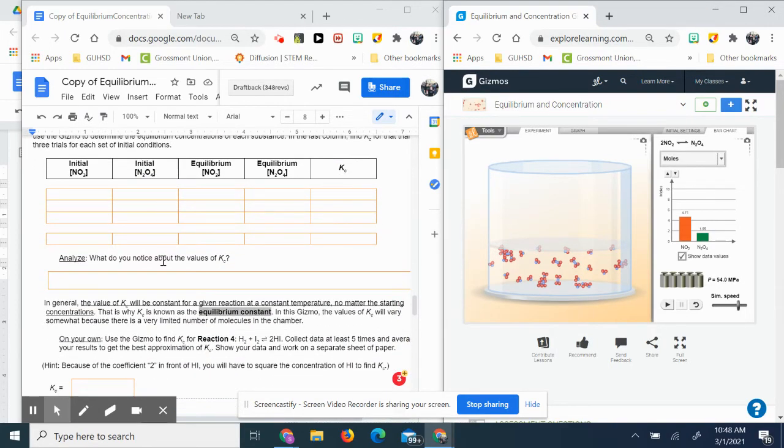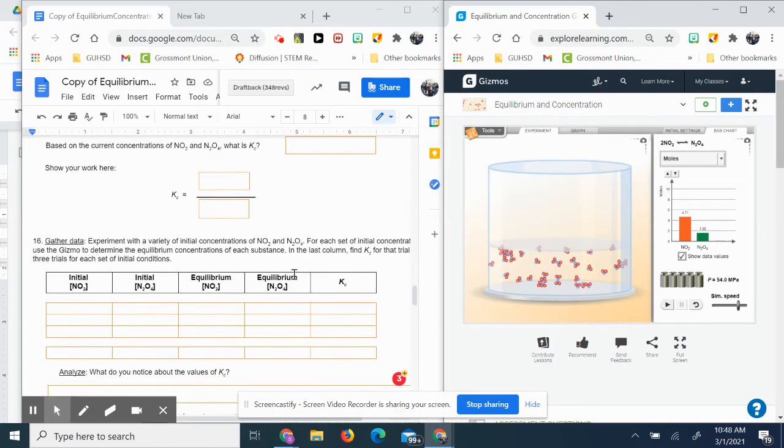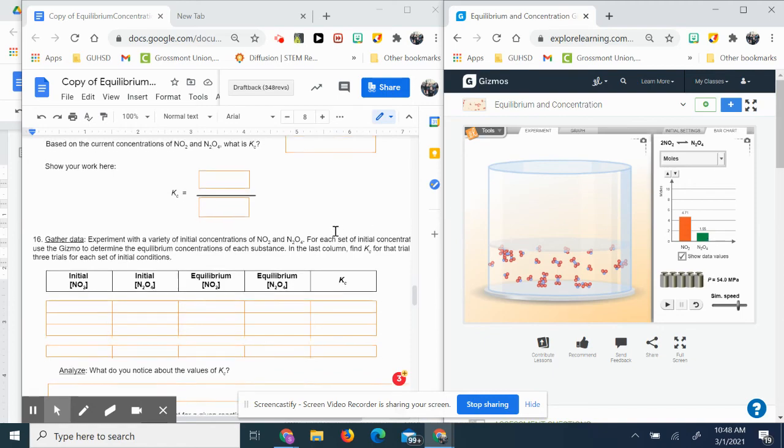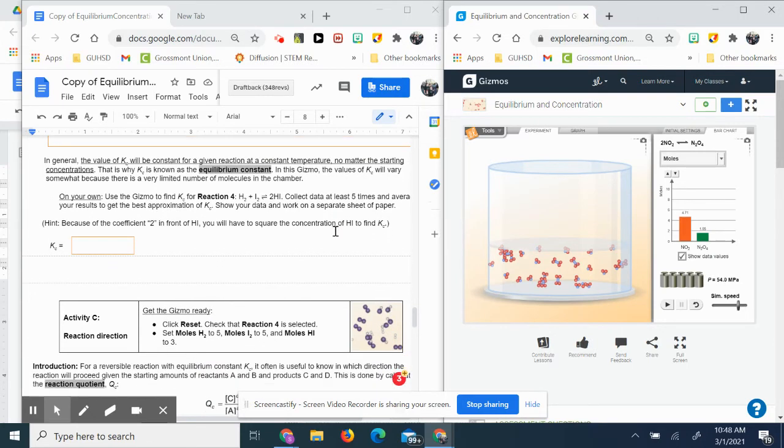So you're going to run some experiments here, record your values, and determine what the Kc is for each one. For each set of initial concentrations, you're going to use the gizmo to determine the equilibrium concentrations of each substance. You have your initial values and your equilibrium values, so you're really going to want to use this bar chart to figure out what those values are. Then you're going to answer these questions and determine what your equilibrium constant is.